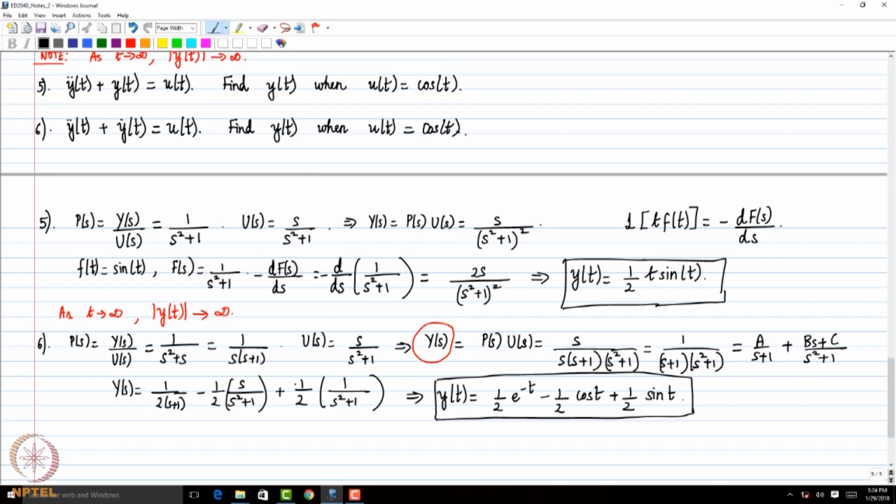Take the LCM, you are going to get s plus 1 whole square, s minus 1. Yeah, I think this is fine. Because s minus 1 times s plus 1 is s squared minus 1, and with s squared plus 1 you will get 2, and the 1 by 2 cancels off. That's right. So what would you say now, as t tends to infinity?